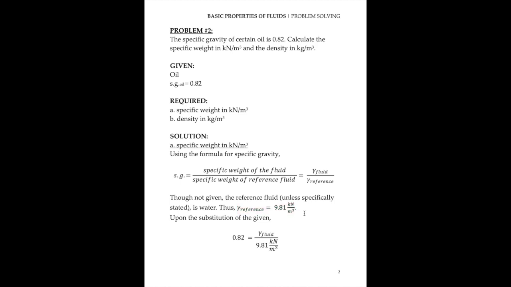Upon the substitution of the given, you will arrive at this equation. 0.82, which is the specific gravity, is equal to the specific weight of the fluid over 9.81 kilonewton per cubic meter, which is the specific weight of the reference fluid. Thus giving you the answer of 8.04 kilonewton per cubic meter.